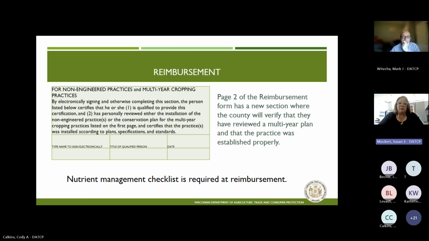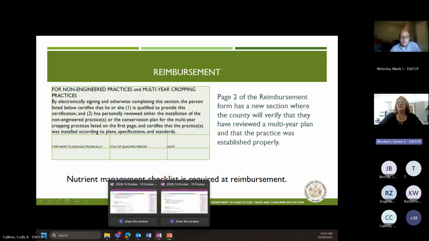And in the reimbursement form on page 2, we have added a new section for non-engineered practices and multi-year cropping practices, basically where the county will verify that there is a multi-year plan in place and everyone knows what it is and they're going to be moving forward with maintaining that plan. And again, I'm going to stop myself.